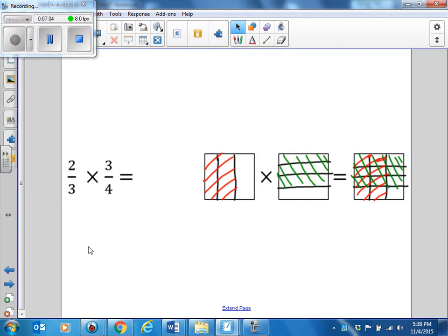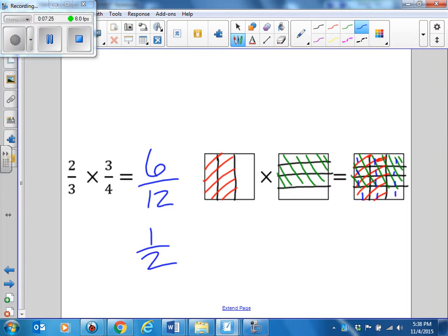We need to count how many boxes there are where the colors are overlapping. So let's count those. So they're overlapping here 1, 2, 3, 4, 5, 6, out of 7, 8, 9, 10, 11, 12, out of 12 total boxes. And again, that can be simplified to 1/2. So 6 out of 12 are shaded both colors.